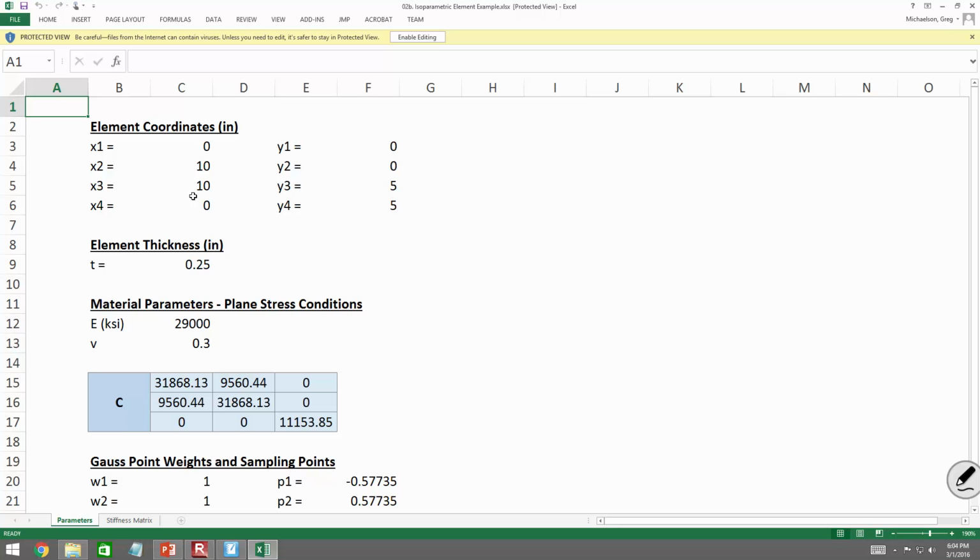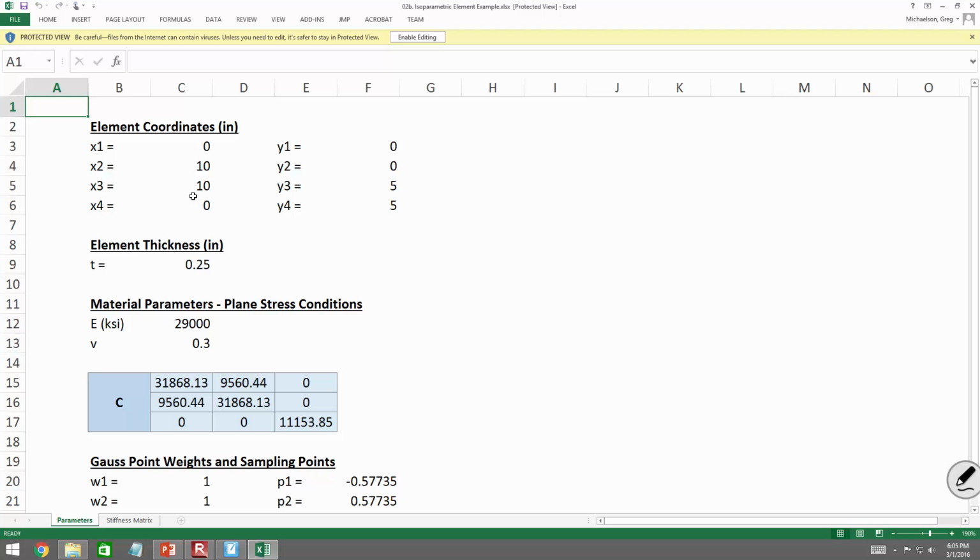Okay, now let's go through this. So I've got 2 sheets. If you notice on the bottom, I've got a parameter sheet and then the actual stiffness matrix. Okay, so my element coordinates. See where I got those? That's just the coordinates that define the x and y of the element. Okay. So 0, 10, 10, 0, 0, 0, 5, 5, right? Okay, the element thickness, we'll say it's a 1/4 of an inch. It really doesn't matter. It could be anything.